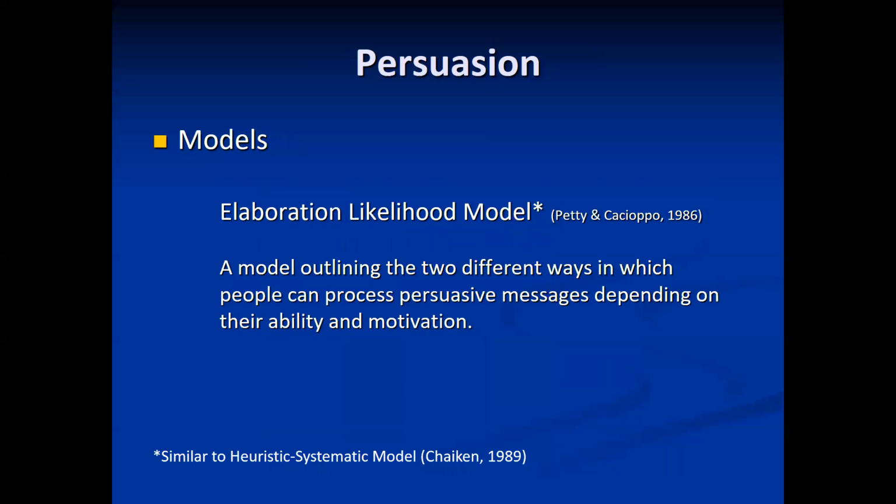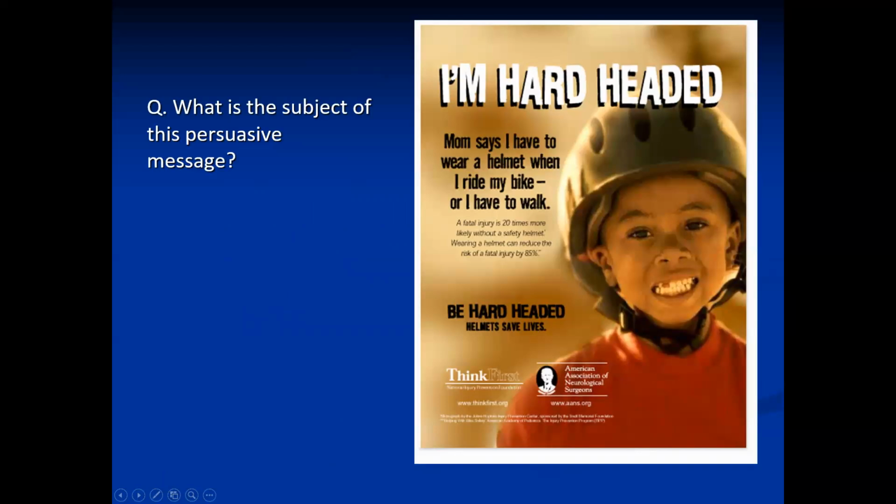The elaboration likelihood model is a model outlining the two different ways in which people can process persuasive messages, depending on their ability and motivation. Here's an example of a persuasive message concerning the wearing of cycling helmets.